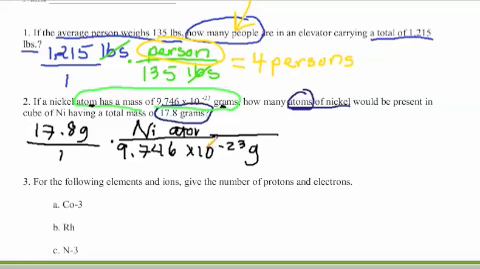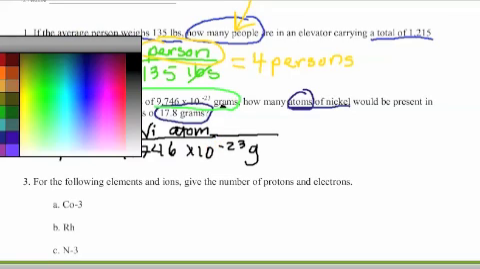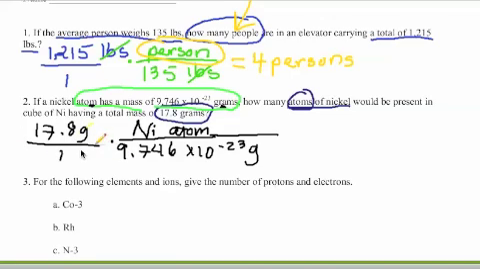And then I take a look at my units to see where I am. Here are grams in the numerator, grams in the denominator. They cancel. Atom is left in the numerator. I want atoms. Then I'm done. I can solve this problem. And it becomes 17.8 divided by 9.746 times 10 to the negative 23. And the answer becomes 1.83 times 10 to the 23rd.